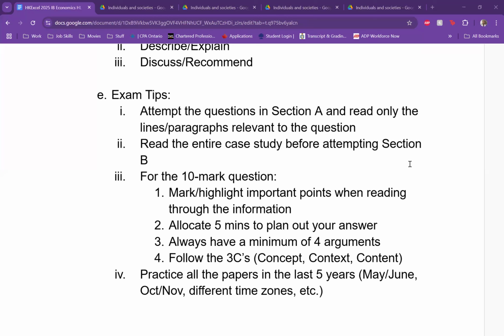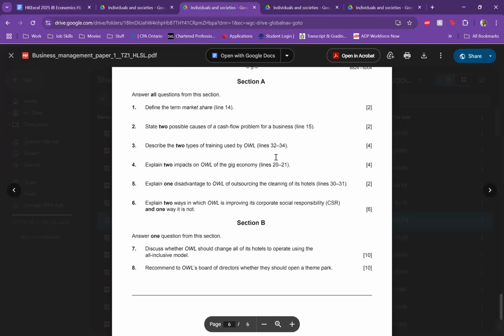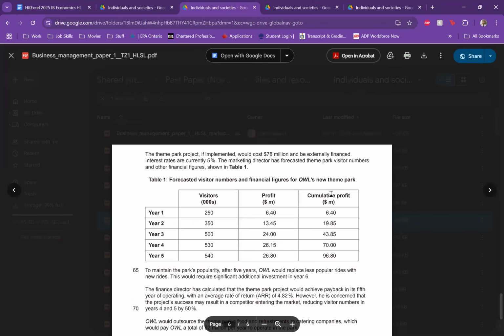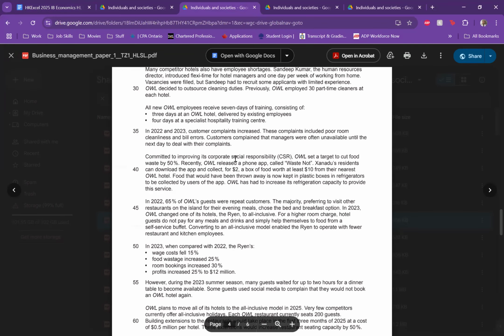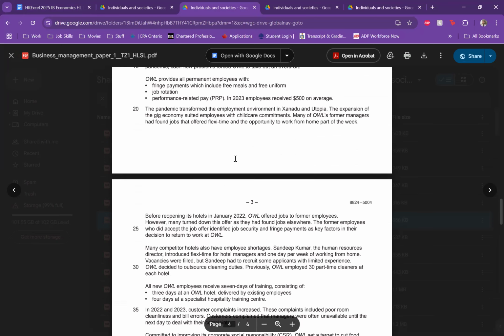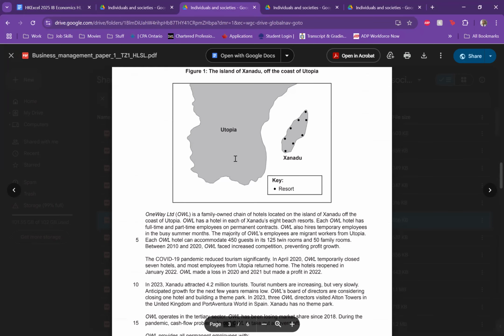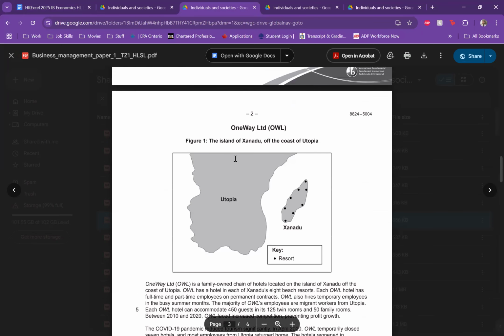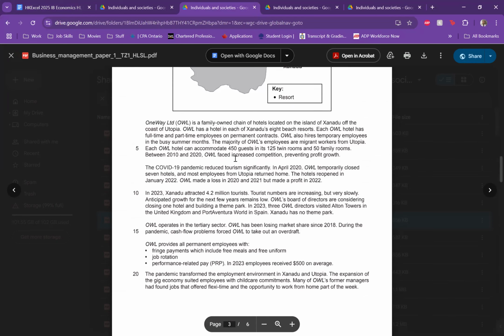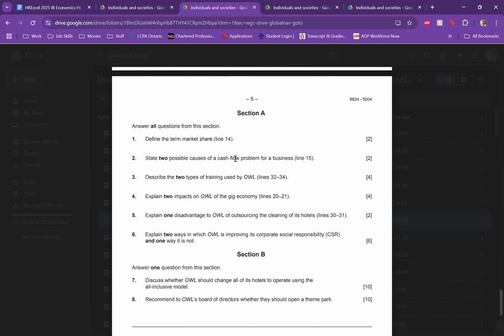Attempt the questions in section A and read the parts, lines or paragraphs that are relevant to the question. So this goes back to those line references that you have at the end. What this allows you to do is read specific lines or specific paragraphs from the case study, and you can begin to build an idea of what the case study is about, while also answering questions and maintaining your time management.